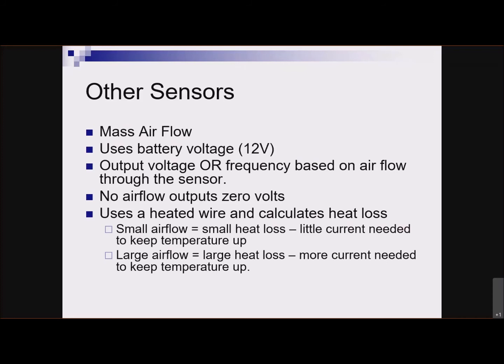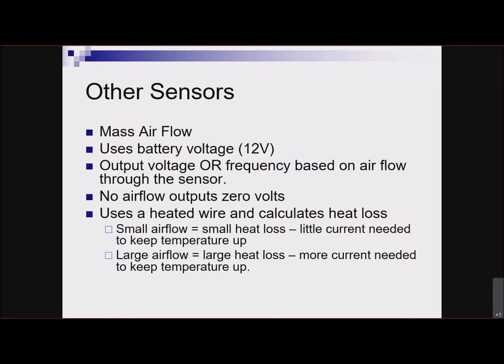Now, we're not just worried about velocity when it comes to a mass airflow sensor, right? The name is mass airflow. So we're actually concerned about how many molecules are passing through that sensor. We're not really concerned about how fast they're coming through. It's how many, right?